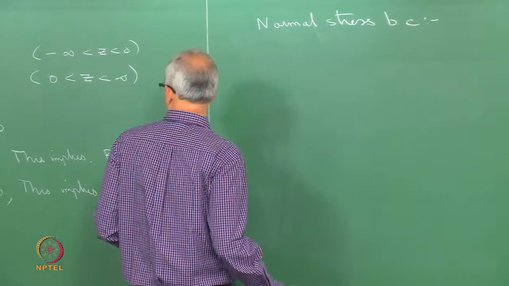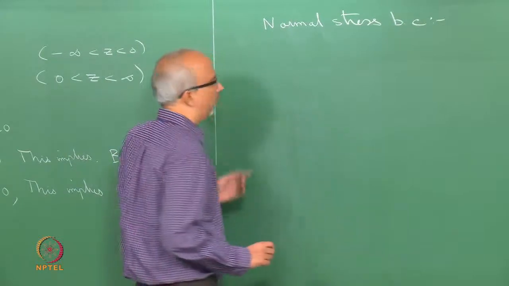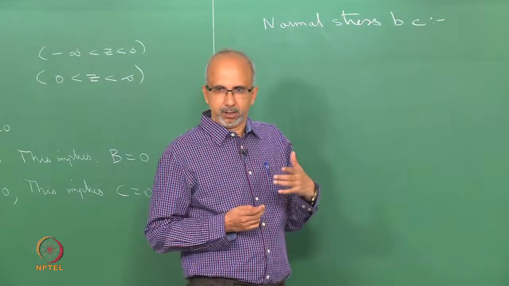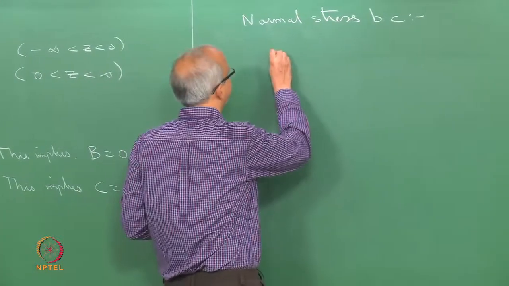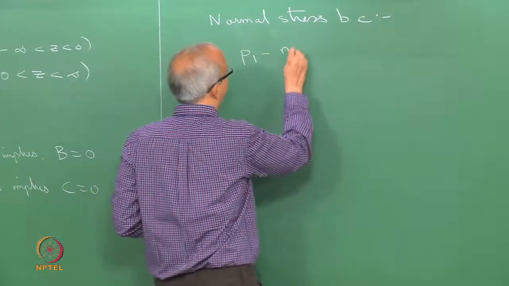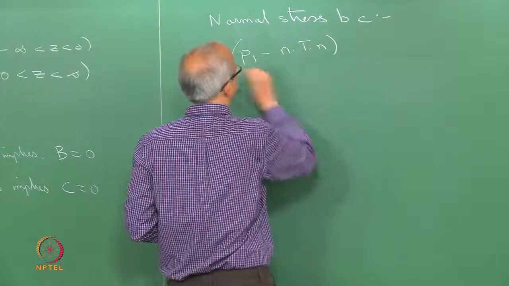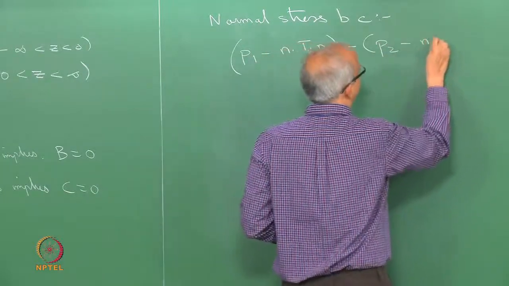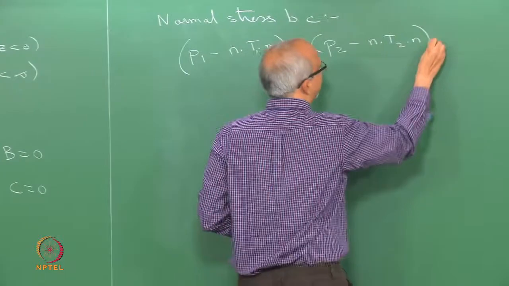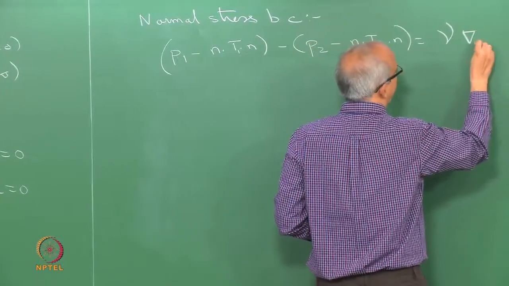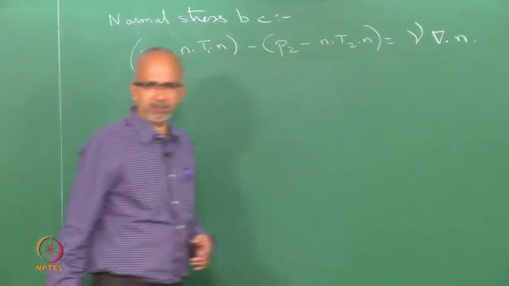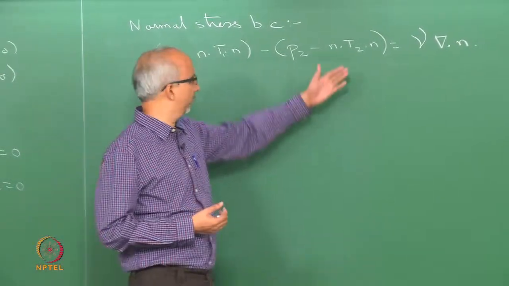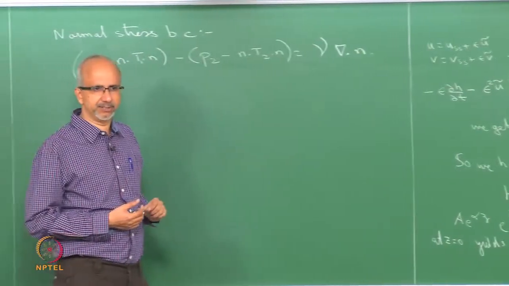Let's keep that. Now the normal stress boundary condition is going to be a balance of the stresses, right? So I am going to write this as P1 minus n dot T1 dot n minus P2 minus n dot T2 dot n equals gamma times del dot n. This is a boundary condition which we had derived long time ago, telling you that the difference in the pressures is going to be balanced by the surface tension and the curvature.